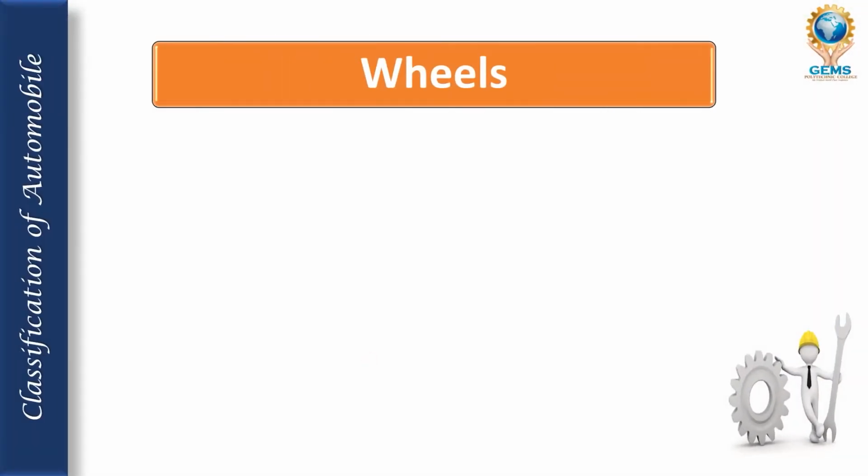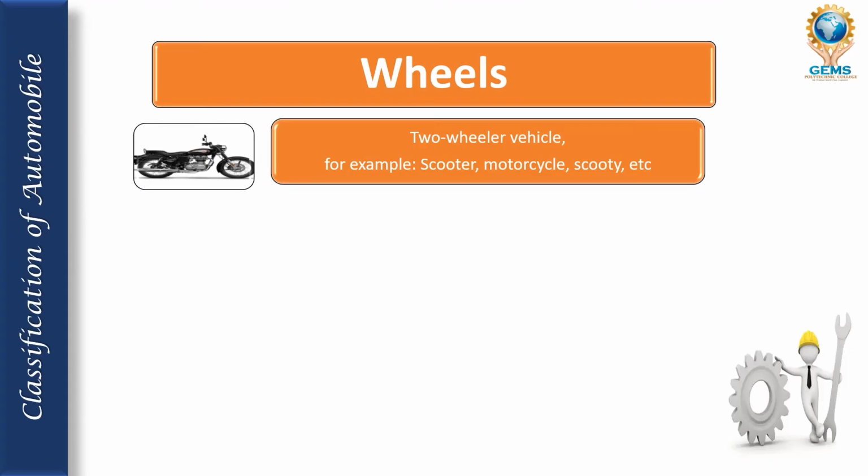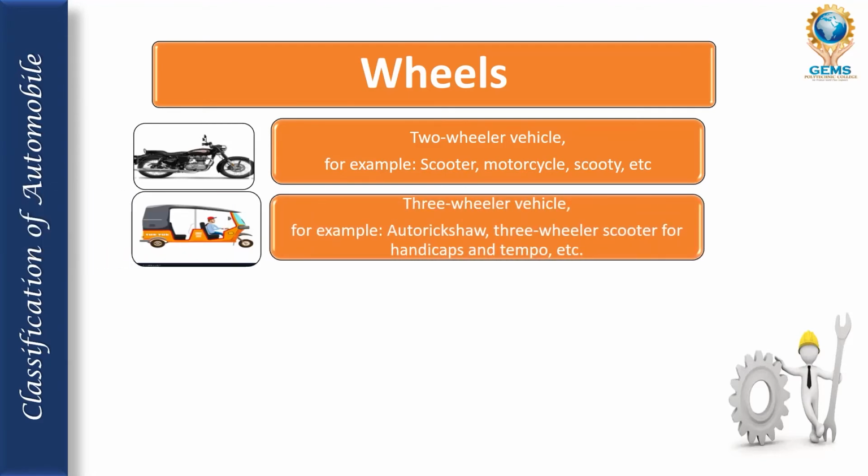Now wheels. Classification of automobiles based on the wheels: how many wheels there are. Number one is two-wheeler vehicle, as shown in the picture, for example scooter, motorcycle, scooty, etc. The second one is three-wheeler vehicle, for example auto rickshaw, three-wheeler scooter for handicaps, and tempo. This three-wheel scooter is specially designed for the handicapped.